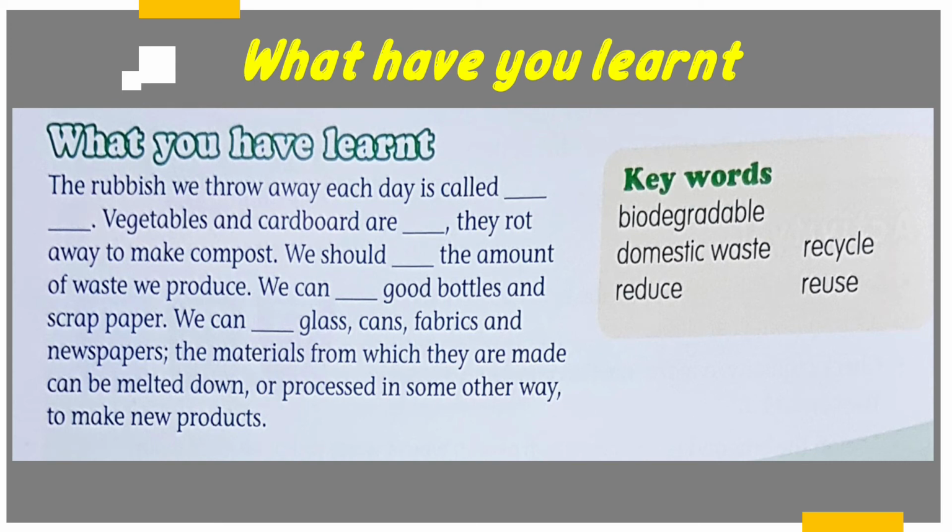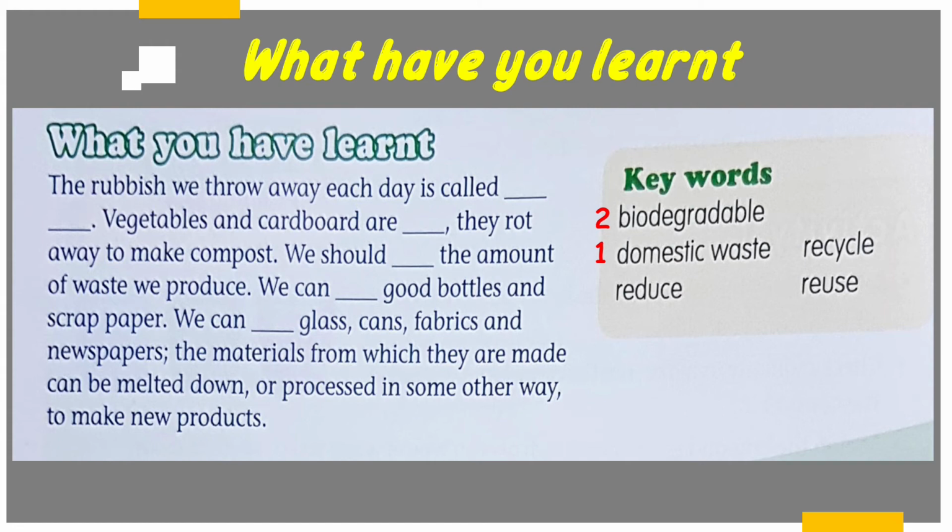So let's do the rubbish we throw away each day is called, yes, the rubbish is called domestic waste. Vegetables and cardboard are biodegradable, because cardboard also, if you leave it, it's made of paper, right? It's made from the tree, so it will take some time, but it will rot. They rot away to make compost.